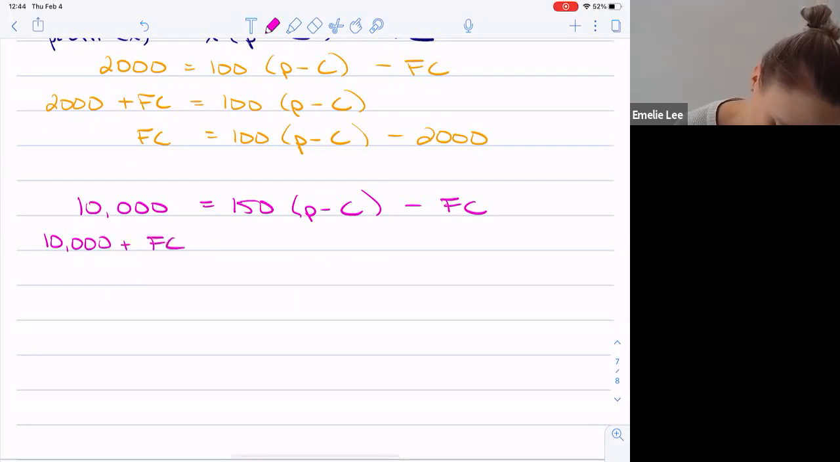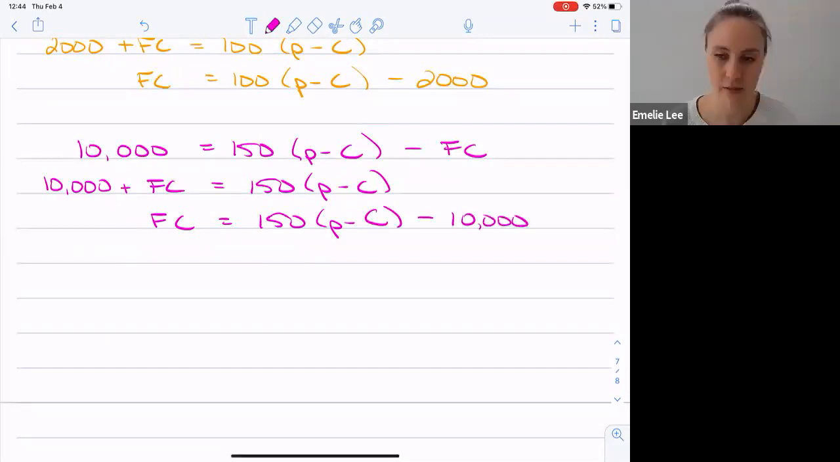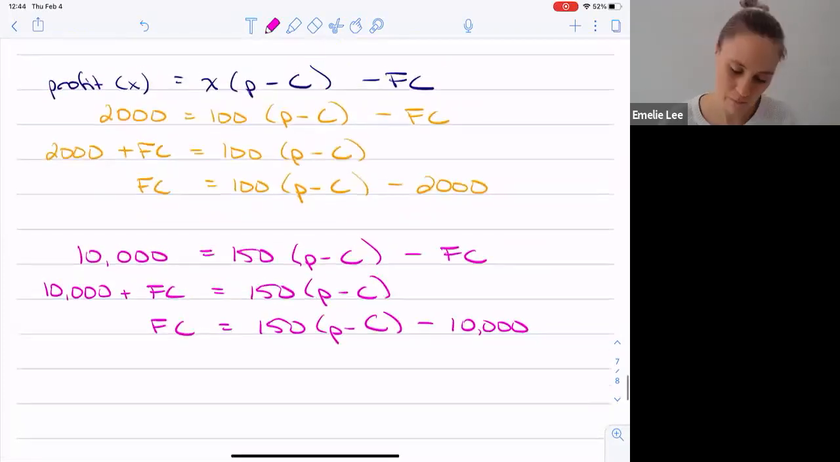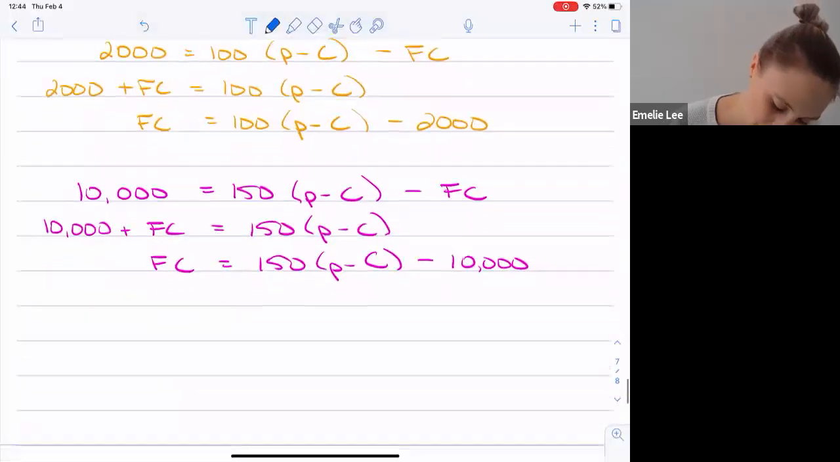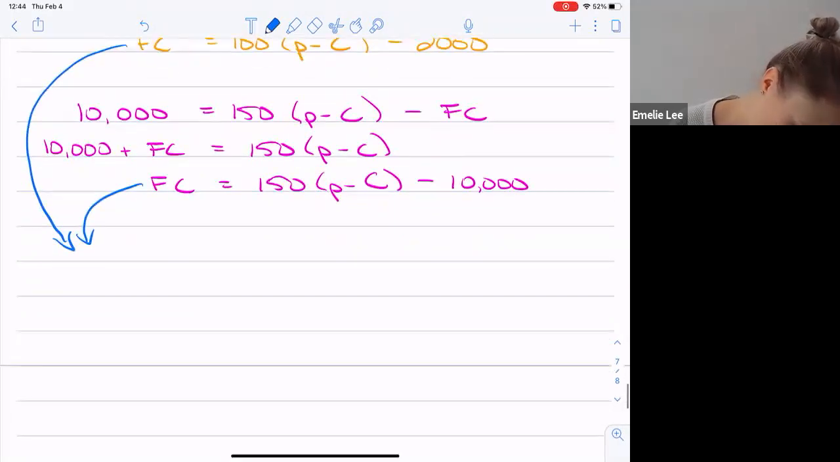10,000 plus the fixed cost is 150 times P minus C. So then the fixed cost here must be 150 times P minus C, minus 10,000. Okay. This fixed cost and this fixed cost must be the same.